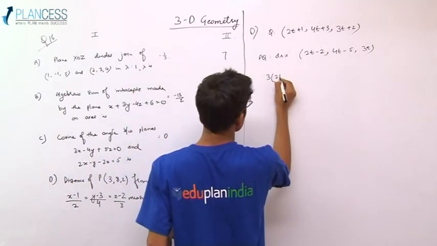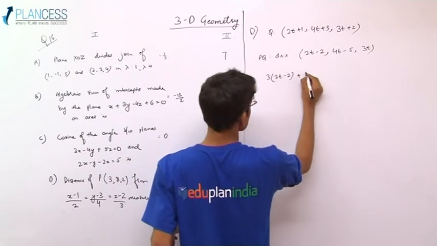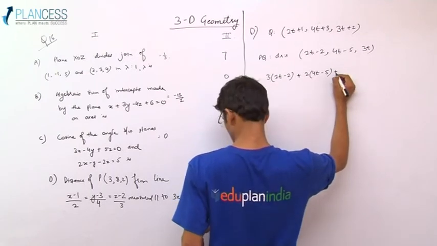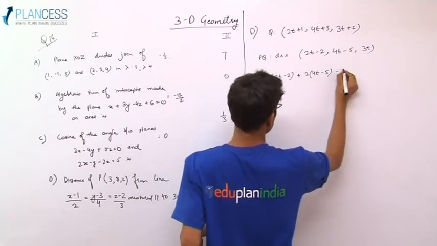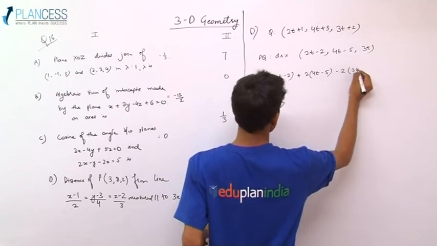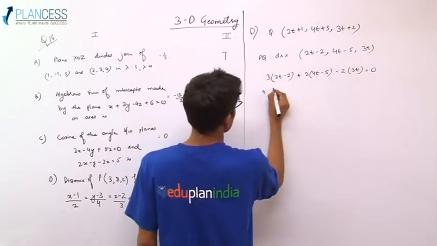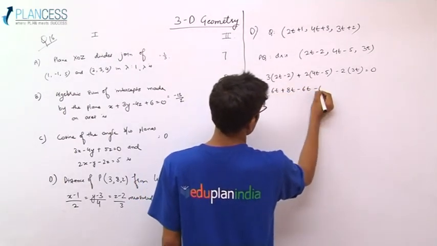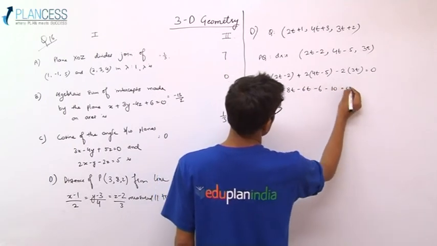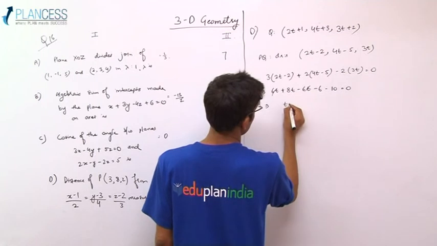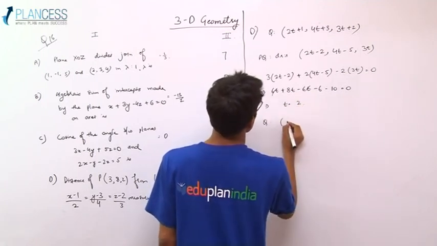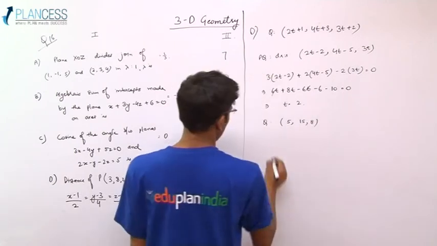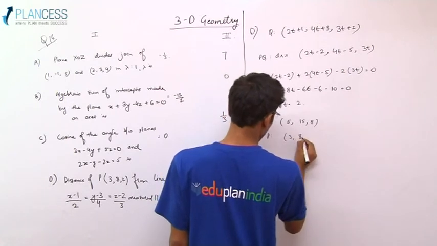So 3 times (2t - 2) + 2 times (4t - 5) - 2 times 3t is 0. So 6t + 8t - 6t - 6 - 10 is 0. So t is 2. So Q is (5, 15, 8) and P is (3, 8, 2).